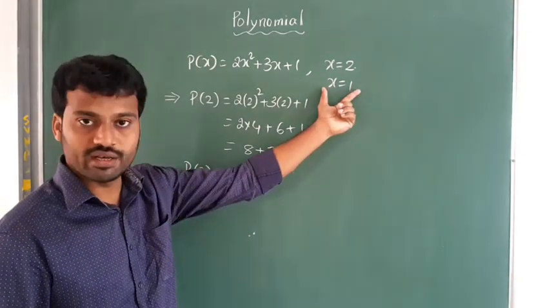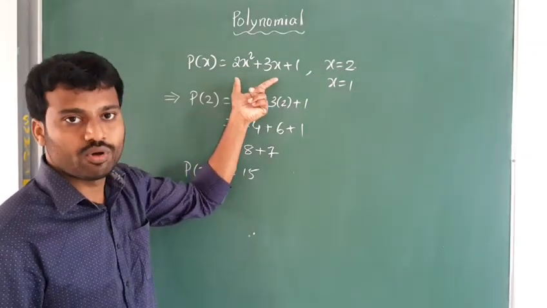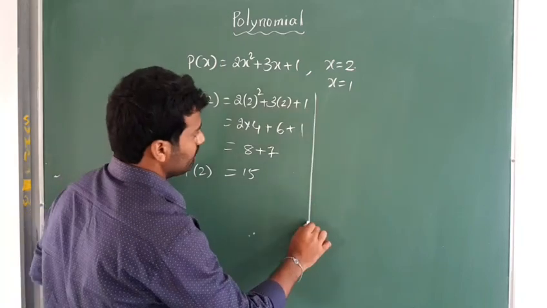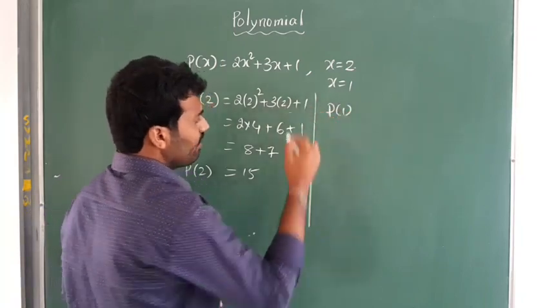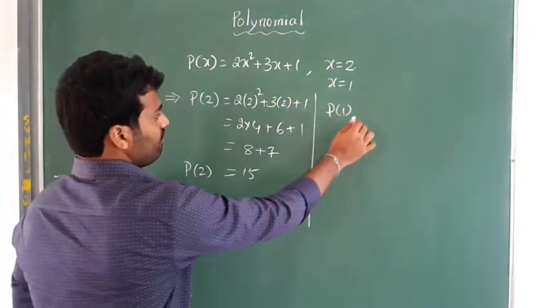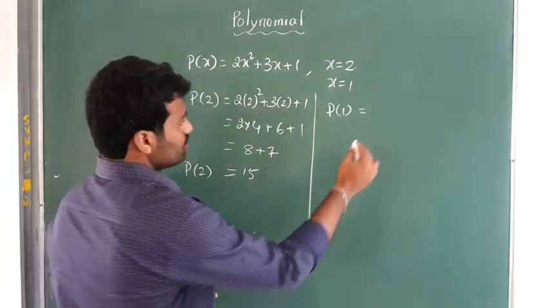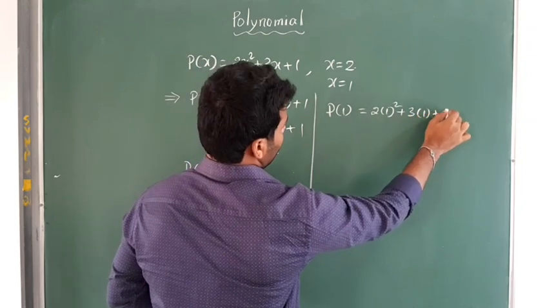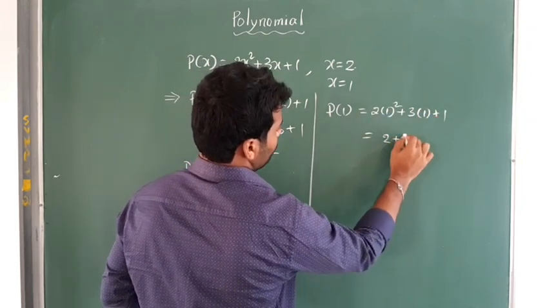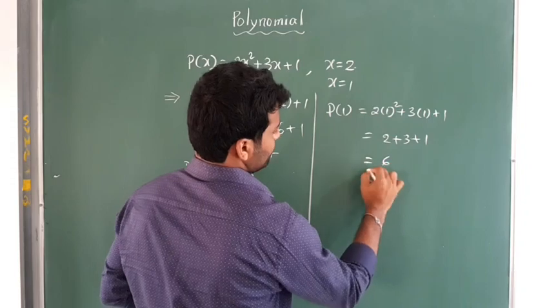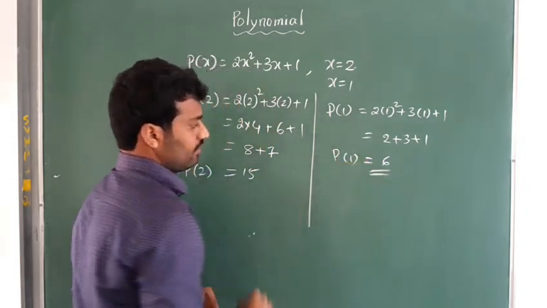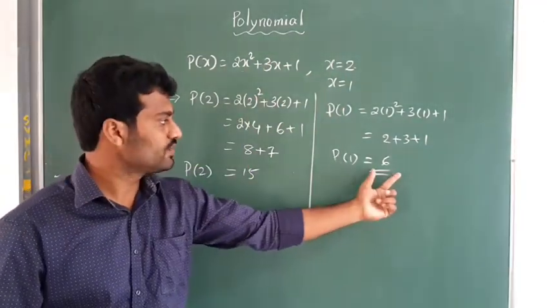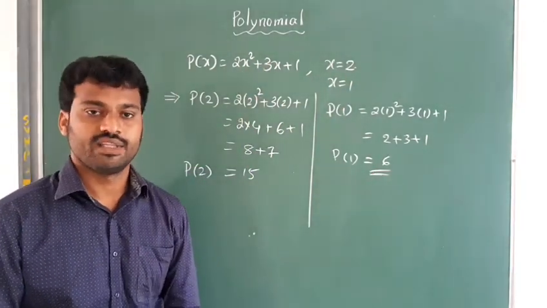At x = 1, what will be the value of this polynomial? Wherever you have x, you just substitute 1. So p(1) = 2 × 1² + 3 × 1 + 1. What do you get? 2, 3 plus 1, 6. At x = 1, the value of this polynomial is 6.